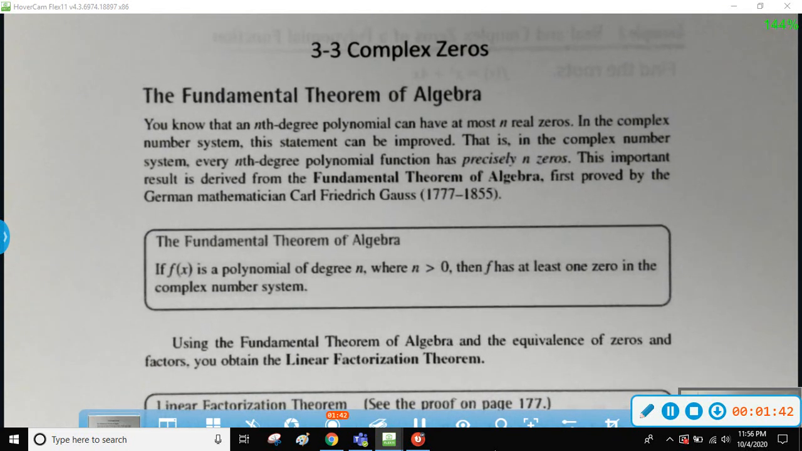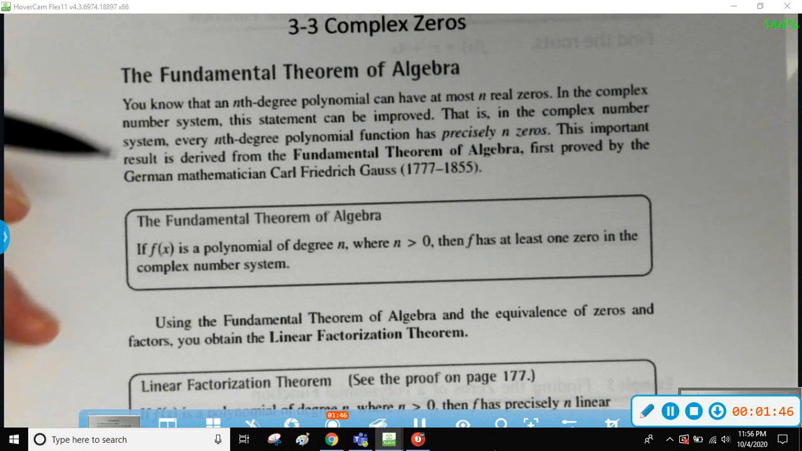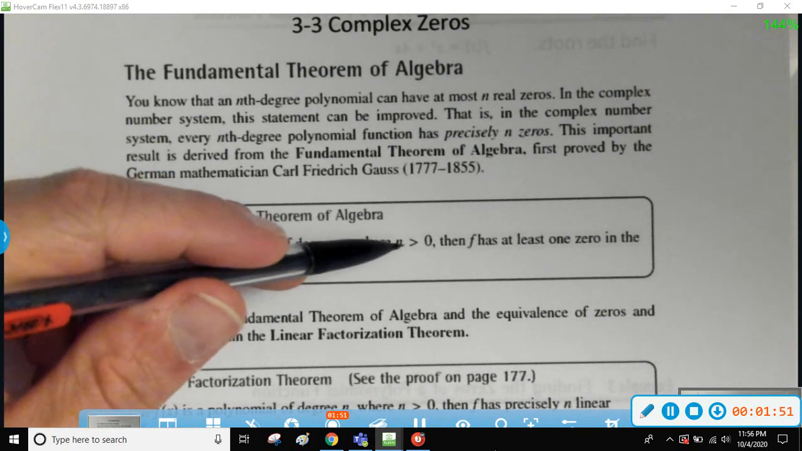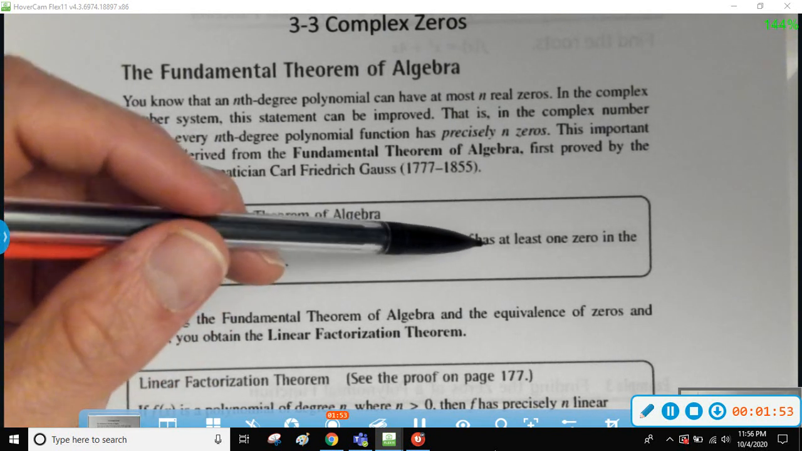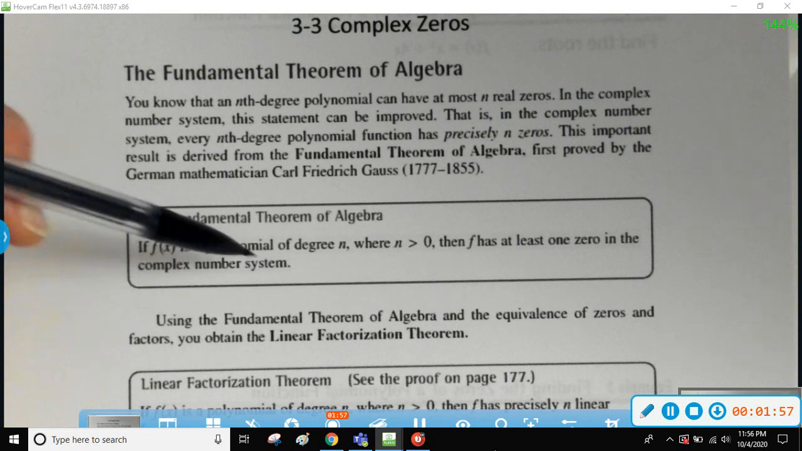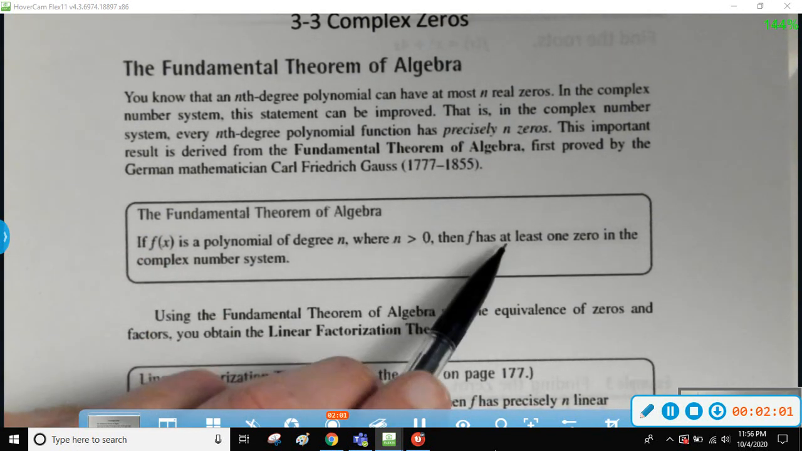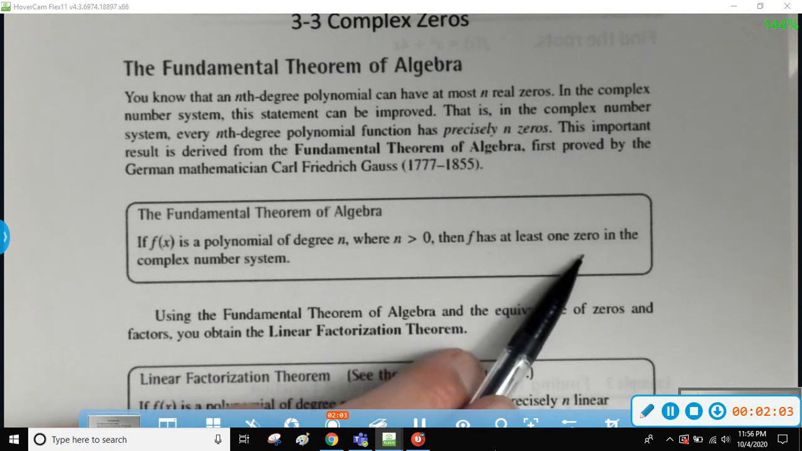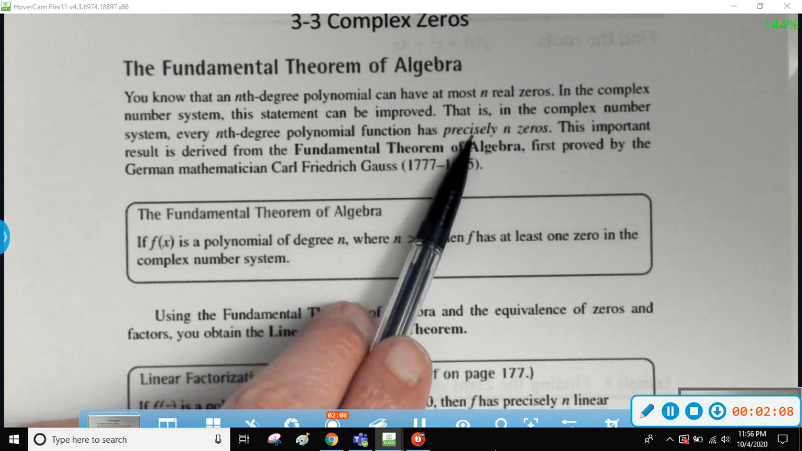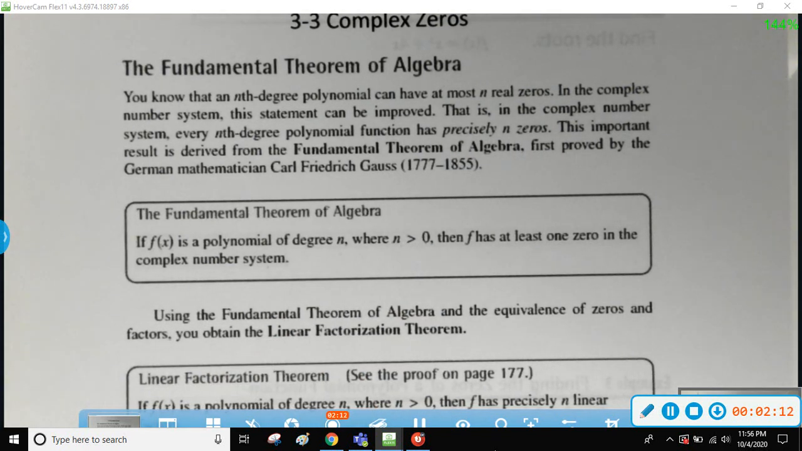And so now let's take a look at what is known as the fundamental theorem of algebra. Here's what it says. It says, if f of x is a polynomial of degree n, where n is greater than 0, then f has at least 1 zero in the complex number system, right? And so what you might be thinking is, well, coach, it says that it has at least 1 zero. So how does this theorem show us that it has exactly n number of zeros? Okay, so here's how it works.